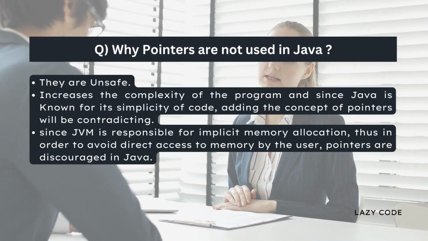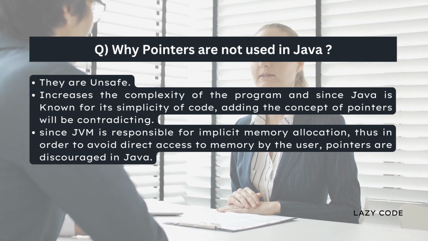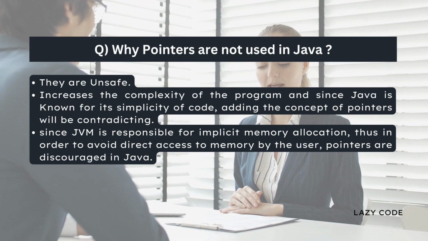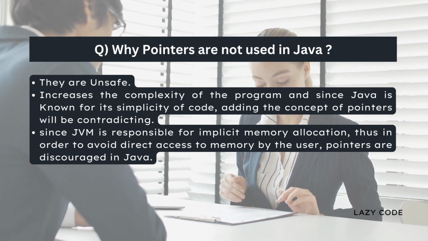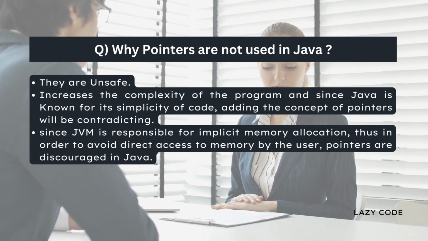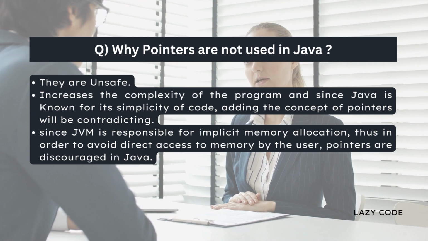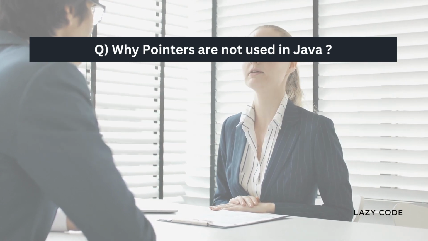Why pointers are not used in Java. They are unsafe. They increase the complexity of the program, and since Java is known for its simplicity of code, adding the concept of pointers would be contradictory. Since the JVM is responsible for implicit memory allocation, in order to avoid direct access to memory by the user, pointers are discouraged in Java.